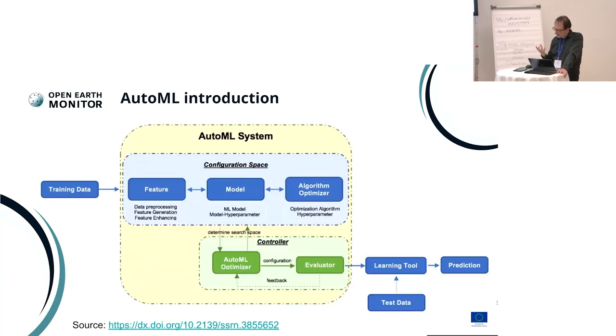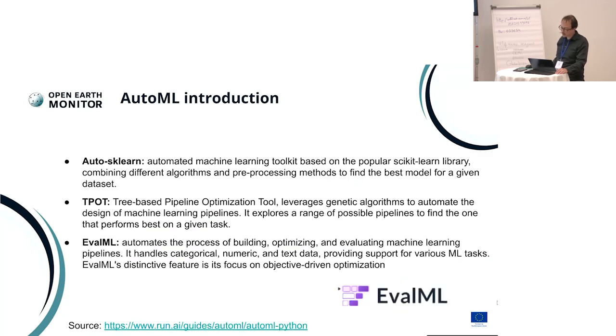When you think about AutoML systems, it's not a very new idea. I think it's almost 10 years old. Basically, you have training data and you need to do data preprocessing, feature generation, feature enhancing, some machine learning and model hyperparameters, and you should define what algorithm you can use. All these decisions you can try to automate, and you have frameworks to actually do it. There are plenty of frameworks, I think more than 20.